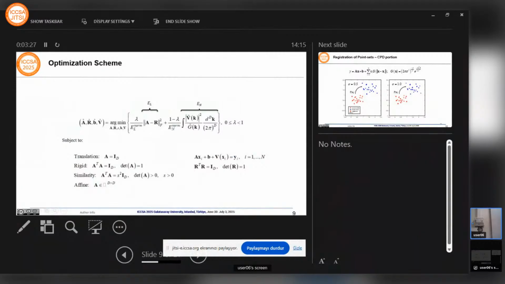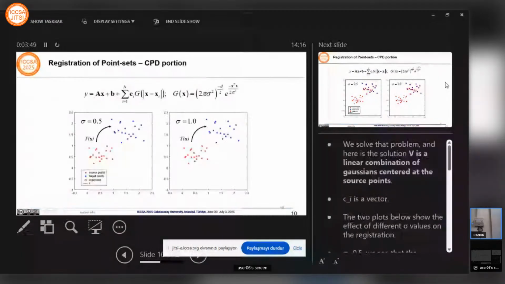We add regularization to these energy functions, and we also have this lambda parameter that the user sets themselves to define how much importance you want to give to the linear or the nonlinear part of your registration. These are just some constraints that we have on our parameters. I kind of have to speed up the time. But the nonlinear part, when you solve this using calculus of variations, we rewrite v of x as a sum of Gaussians centered at each of the source points with this variable c_i, which is the series of Lagrange multipliers.